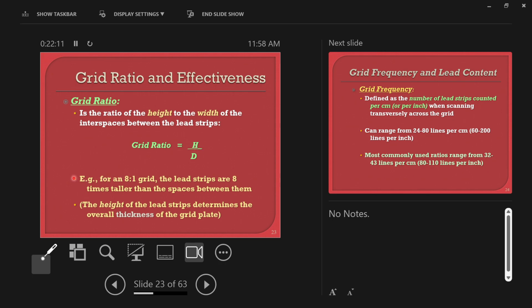It's just saying an 8-to-1 grid has strips that are 8 times taller than the space between them. A 12-to-1 grid has strips that are 12 times taller than the space between them. Okay. The height of the strips determines the overall thickness of the grid plate, and the width doesn't affect much except for frequency, which we're going to talk about on this next slide.